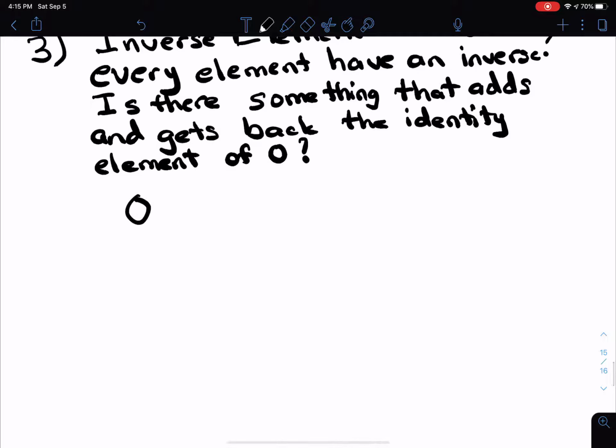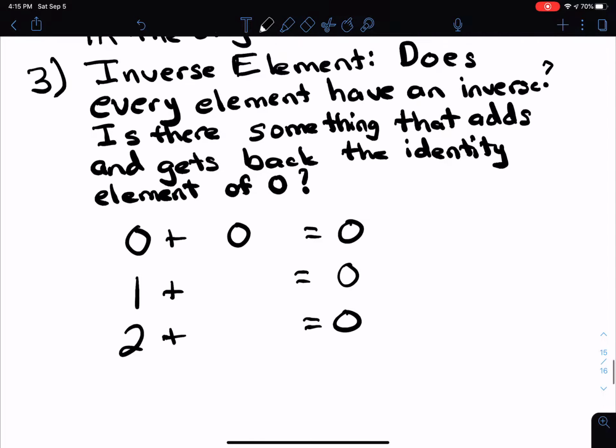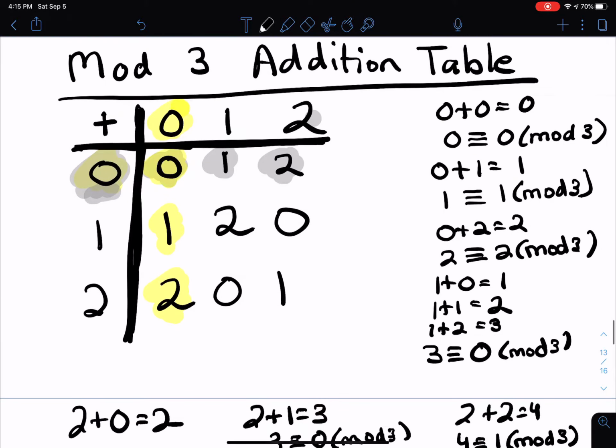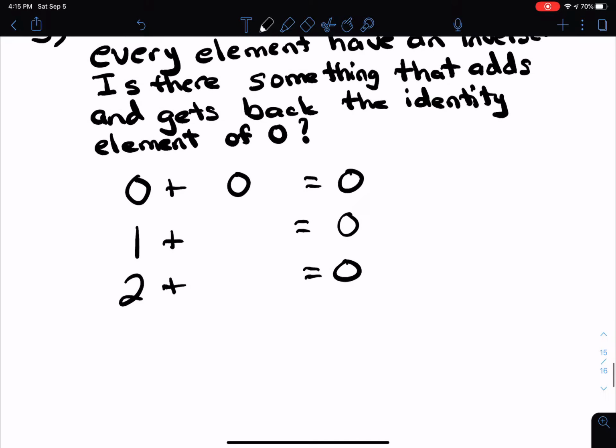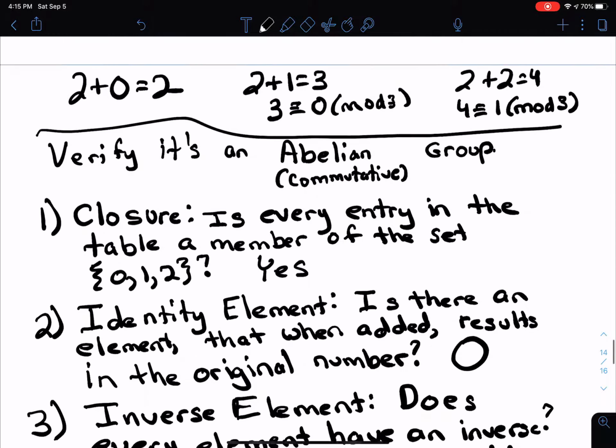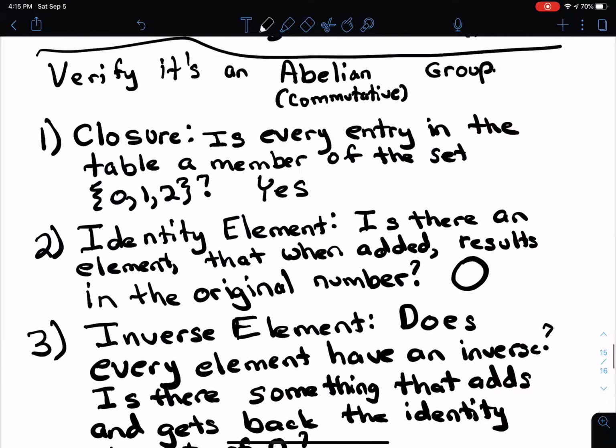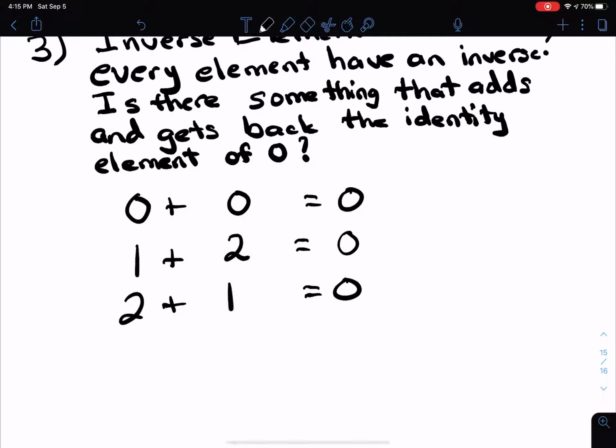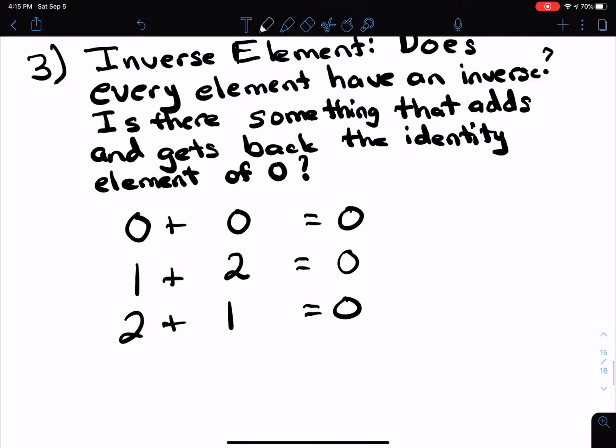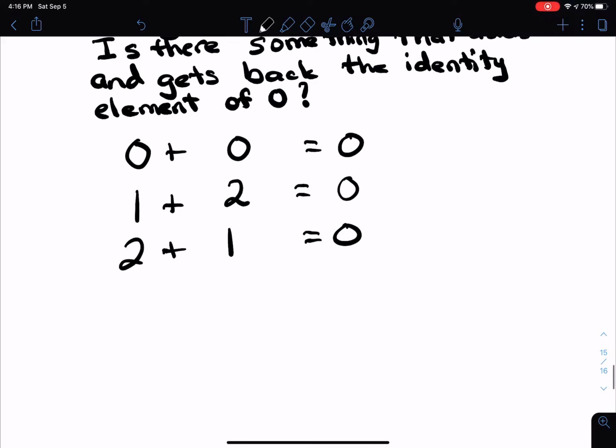So for 0, we got 0 plus 0 equals 0. But we got to figure out, is there something we can add to 1 to get 0? To 2 to get 0? Let's see here. If we add 1 plus 2, we get 0. And what about 2? If we add 2 plus 1, we get 0. So yeah, each element has an inverse. Each element has a number that you can add to it and get back the identity element. So that's number 3.